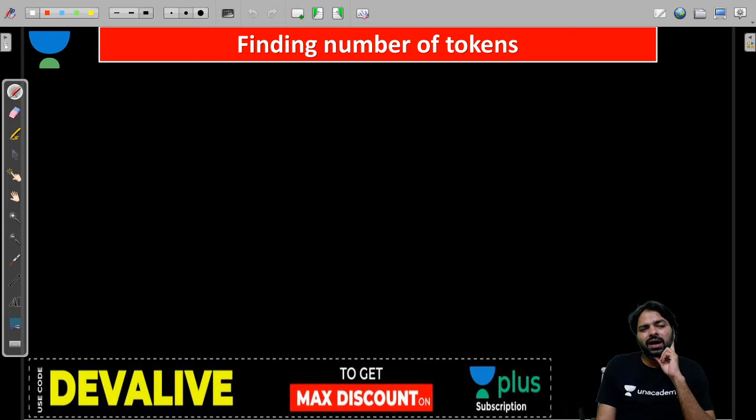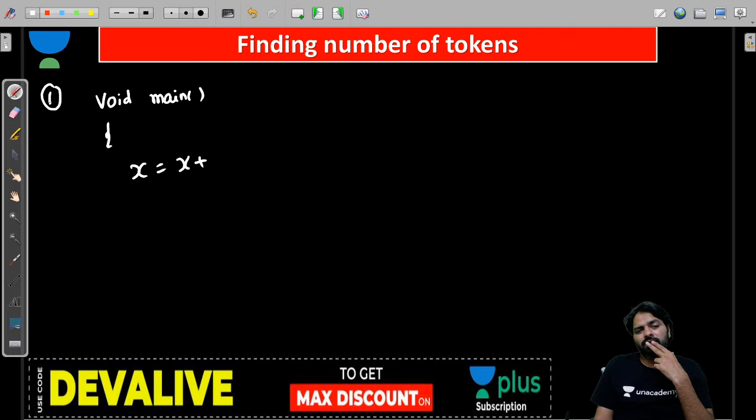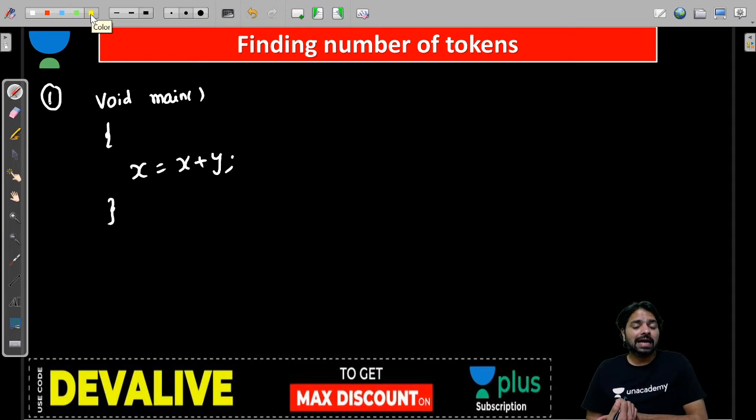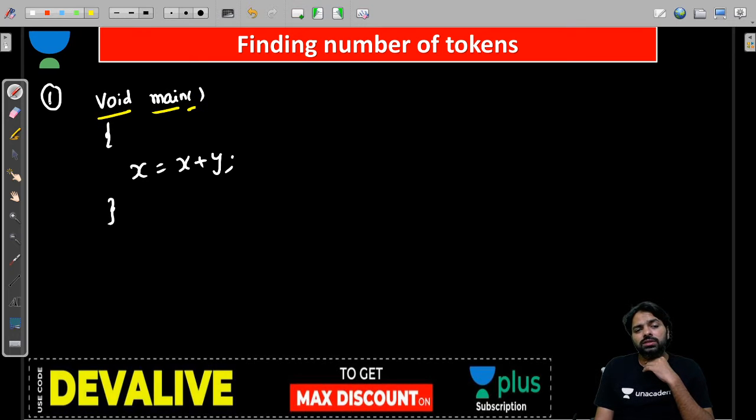Okay, now we are almost trying to understand what this lexical analyzer is. Suppose you have void main, x is equal to x plus y. And I am asking you to scan. Don't try to apply your mind. Only scanning is required here. 1, 2, 3, 4, 5, 6, 7, 8, 9, 10, 11, 12. Here 12 tokens are there.